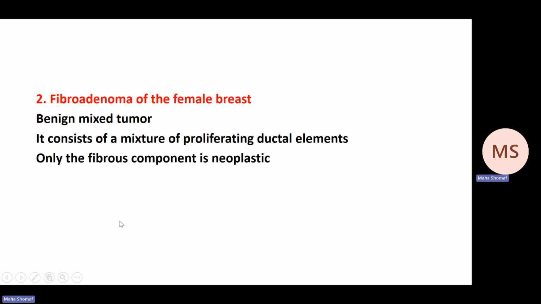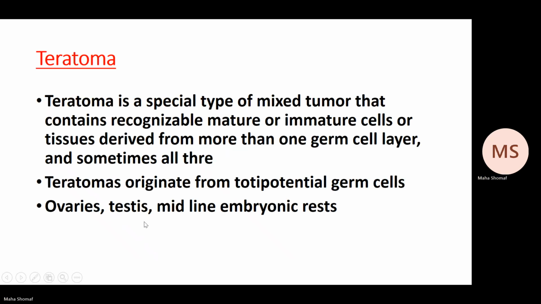The other example which is important is the fibroadenoma of female breast. Fibroadenoma of female breast, it is a benign mixed tumor of the breast. It consists of a mixture of proliferating ductal epithelial cells with fibrous component. The fibrous component is the neoplastic process, and actually we make the diagnosis depending on the appearance of the fibrous tissue in this mixed tumor.